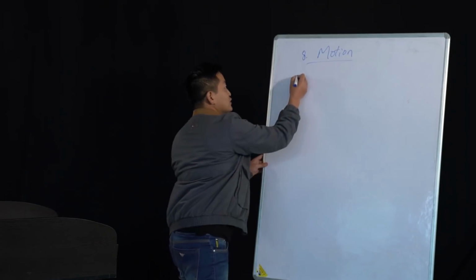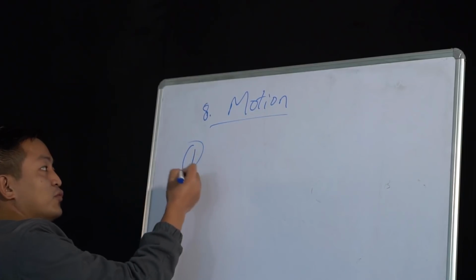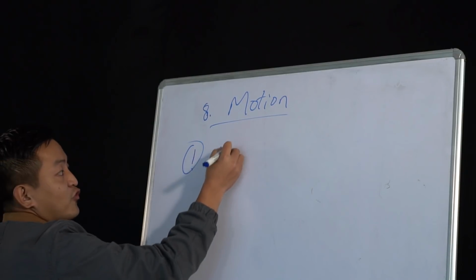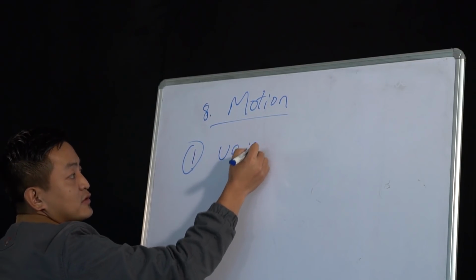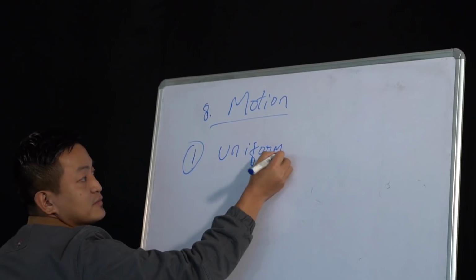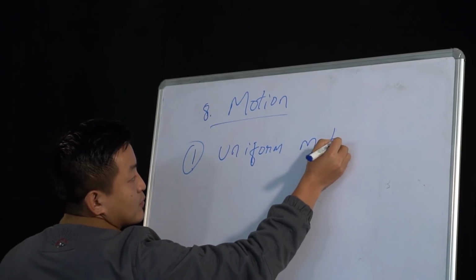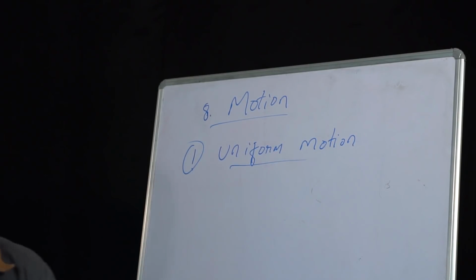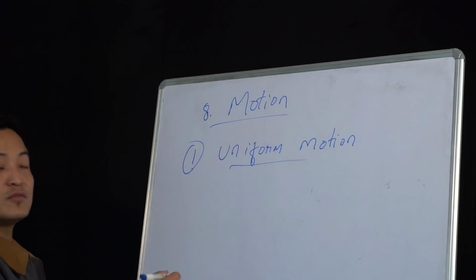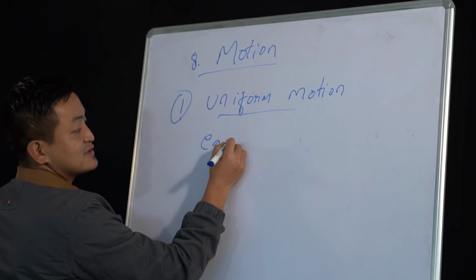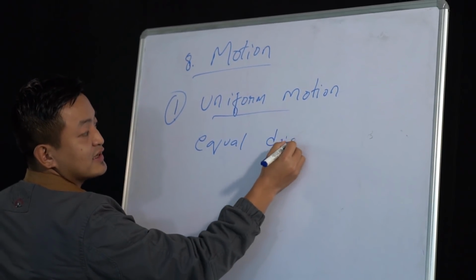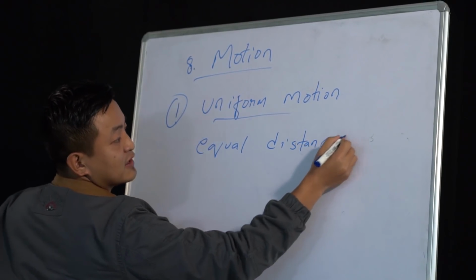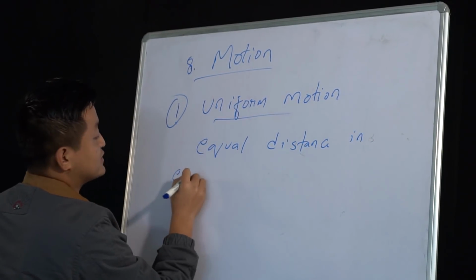The first type of motion that we'll study is uniform motion. So what is a uniform motion? If a body or an object covers equal distance in equal interval of time, then it is called uniform motion. Equal distance in equal interval of time.